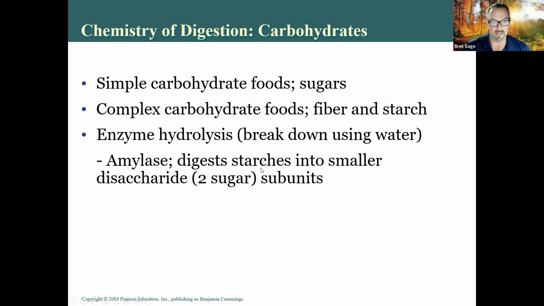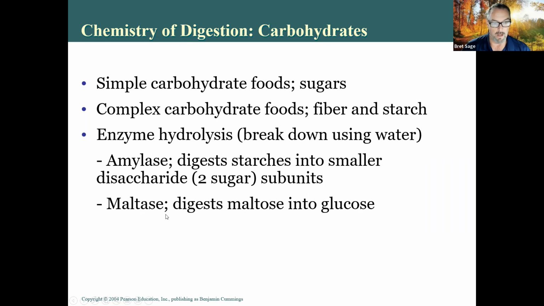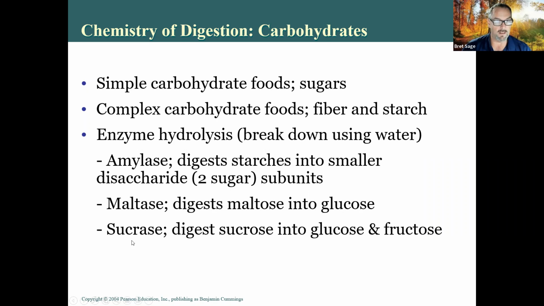Amylase is an enzyme that digests starches into smaller disaccharide, or two-sugar, subunits. Maltase digests maltose into glucose. So maltose is made of two glucose molecules, and maltase breaks that down into individual glucose molecules, which can then be absorbed. And then sucrase, something we study a lot in our general biology labs, digests sucrose into two molecules, one of glucose and one of fructose.